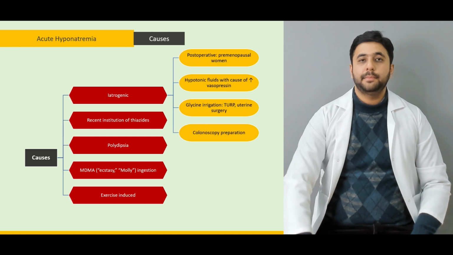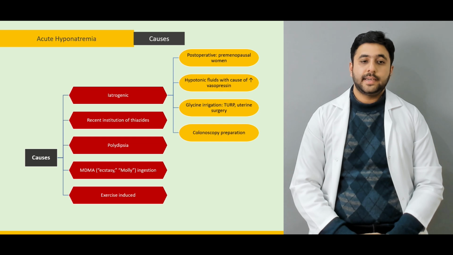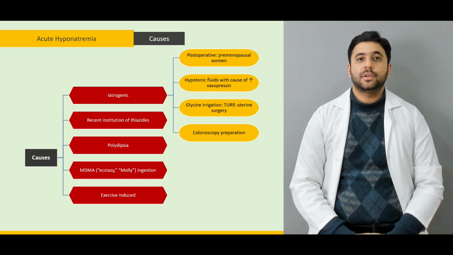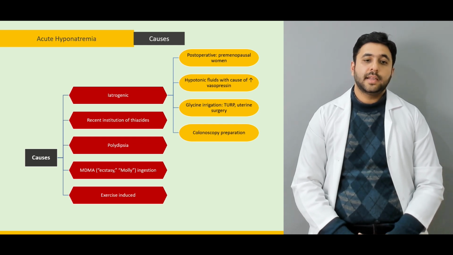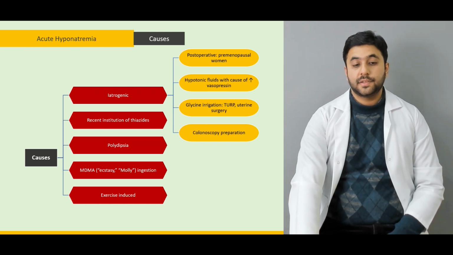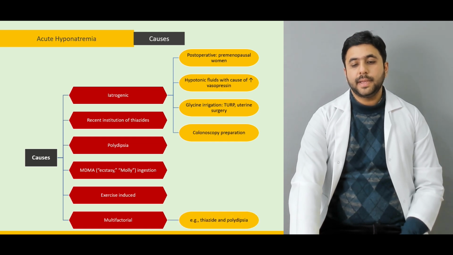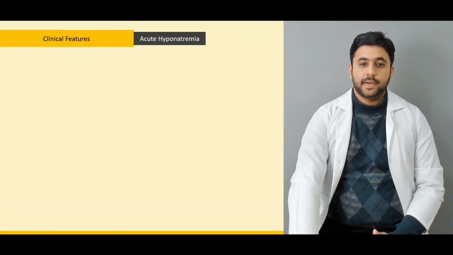Similarly, if someone is running a marathon and having very hard exercise and is not adequately rehydrating, then with the loss of sweat or the insensible water losses, this exercise can also trigger hyponatremia acutely, and the patient can have a lot of deleterious effects with that. And there are multifactorial causes apart from that, the important ones being thiazide and polydipsia, as we just talked about. All right, so what are the various clinical features that will tell us that the patient has developed acute hyponatremia?